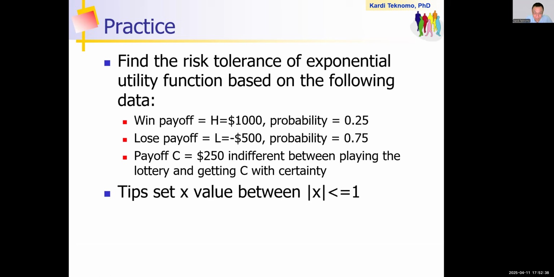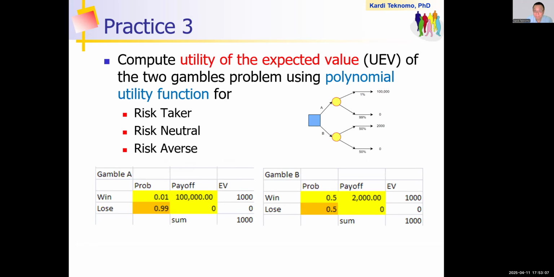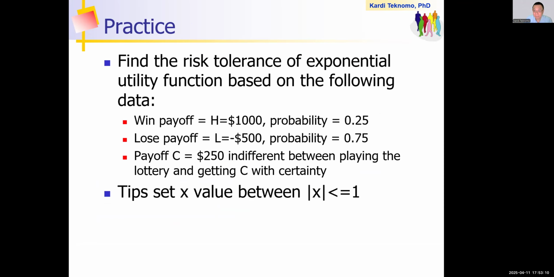You need to make the absolute value of X between 0 and 1, so that means negative 1 to positive 1. Otherwise, your exponential value will blow up very big. I have no answer for this, so can you start to make this?